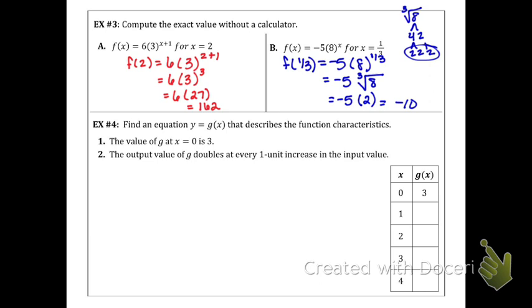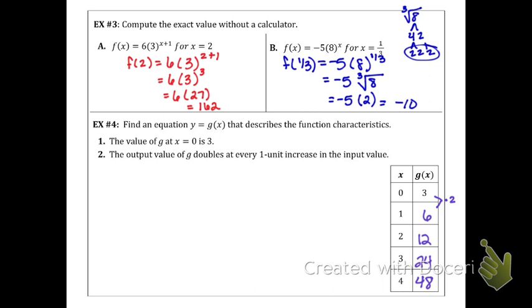Example 4 says, find an equation y equals g of x that describes the function characteristics. The value of g at x equals 0 is 3, and the output value of g doubles every 1 unit increase in the input value. So if we start at 3 and it's doubling, remember that means times 2. So we'd have 6, 12, 24, and then 48 here.